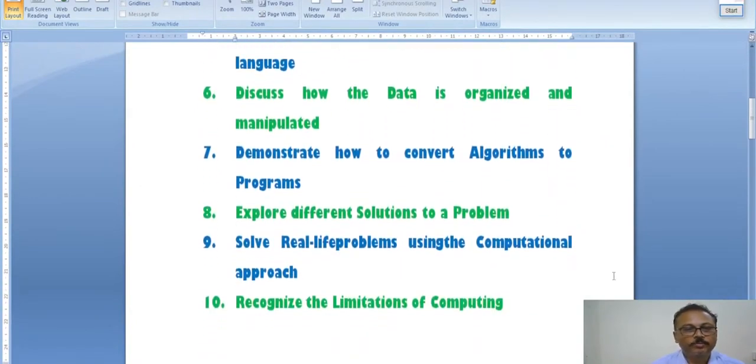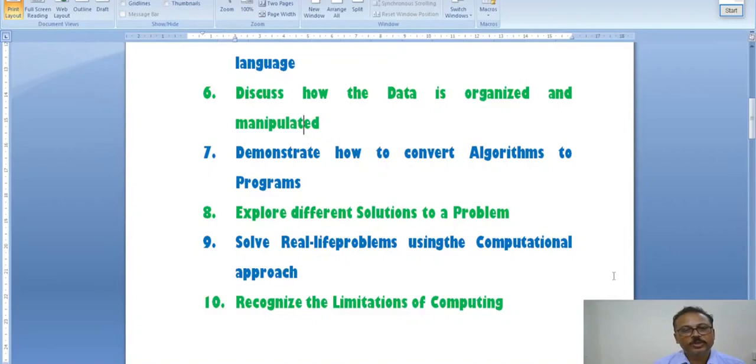So we'll be writing the algorithms. Algorithms are a language independent way of writing the solution. We'll be writing the algorithms and converting them into programs. So we solve problems, represent them in a language independent way using algorithms, and then we convert them to programs.